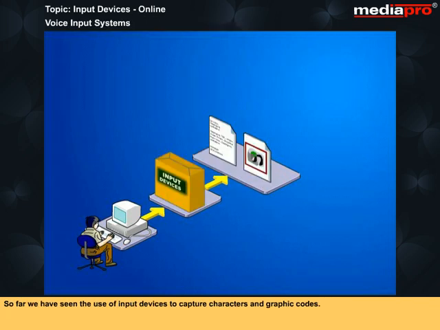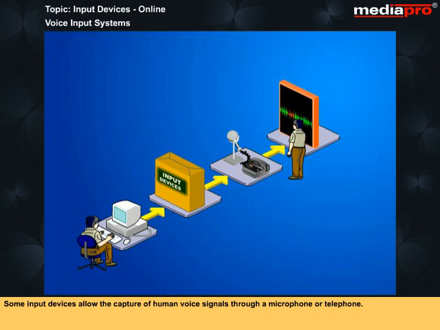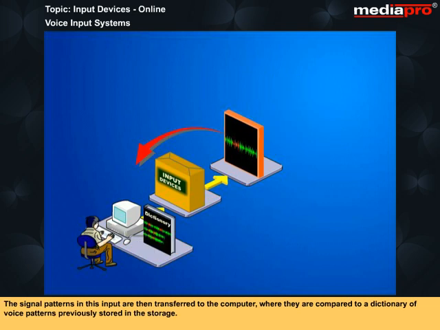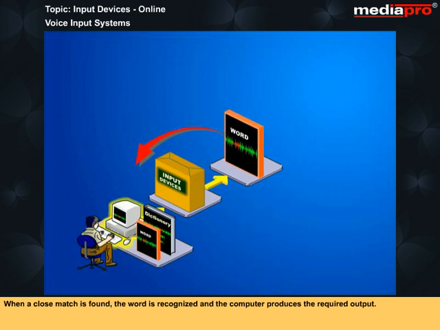So far, we've seen the use of input devices to capture characters and graphic codes. Some input devices allow the capture of human voice signals through a microphone or telephone. The signal patterns in this input are then transferred to the computer, where they are compared to a dictionary of voice patterns previously stored in the storage. When a close match is found, the word is recognized and the computer produces the required output.